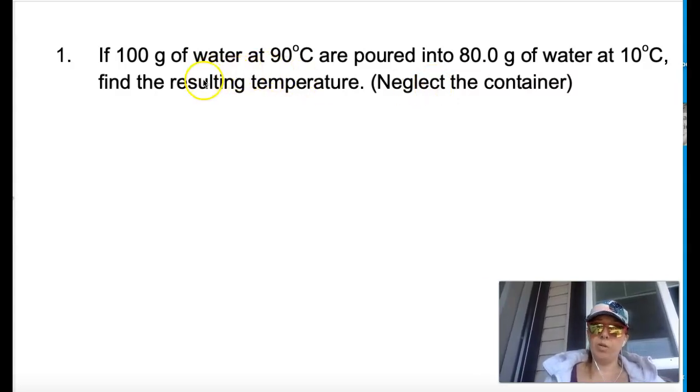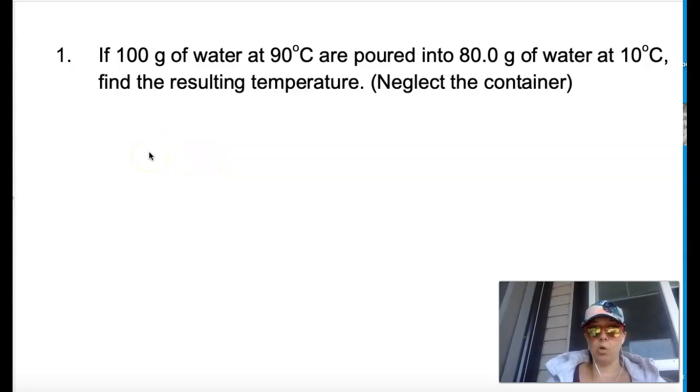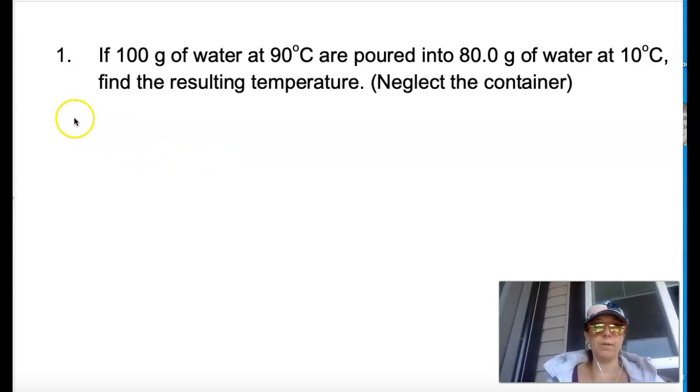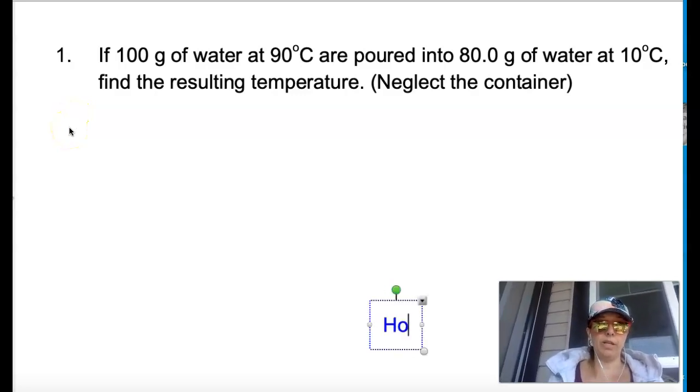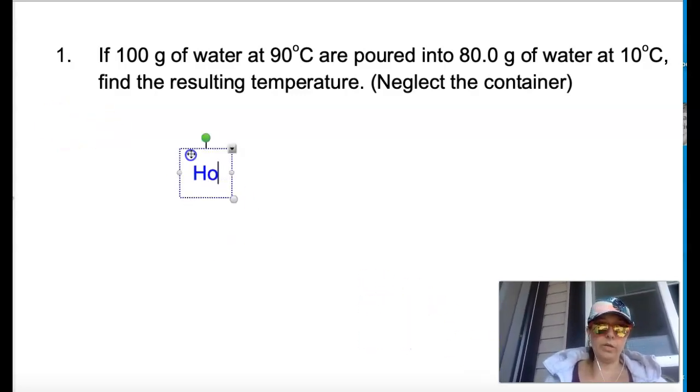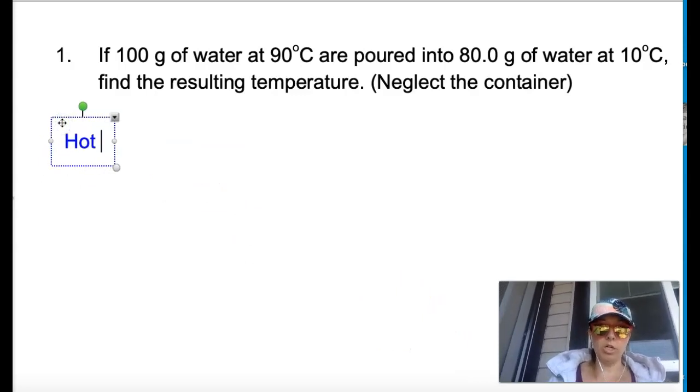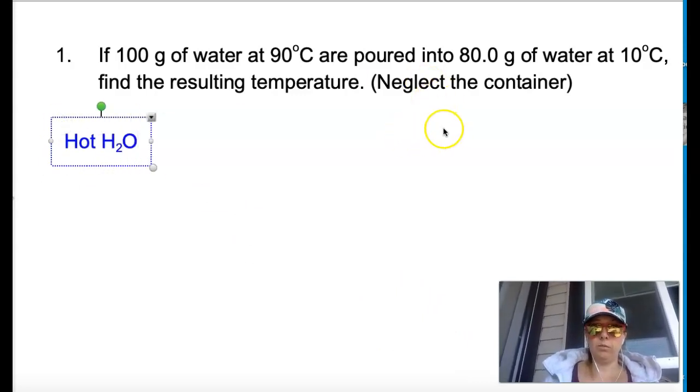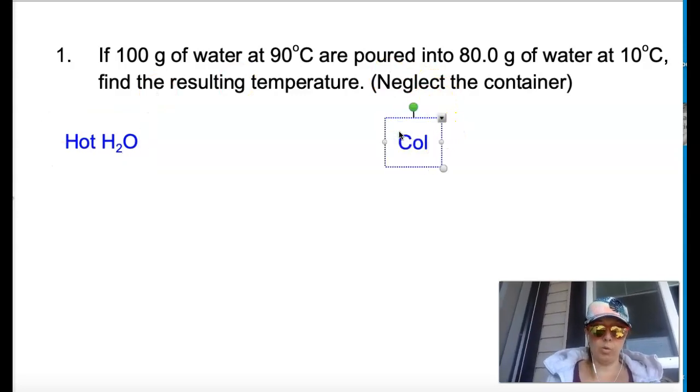So in this case, we have two things. Technically they're both water, but they are doing different things, right? The hot water is getting cold and the cold water is getting hot. So when we list our givens, we want to list them as two separate things. We are going to have the hot water, and then we're going to have our cold water.